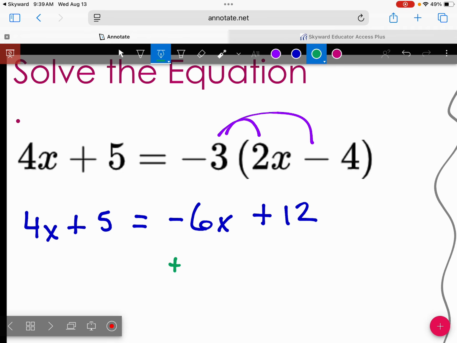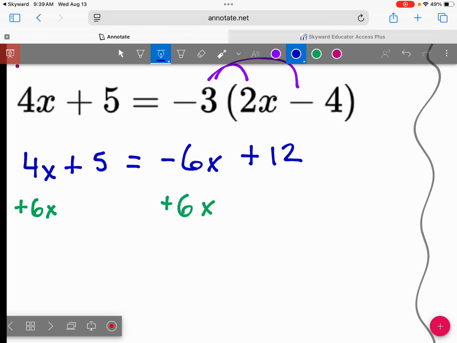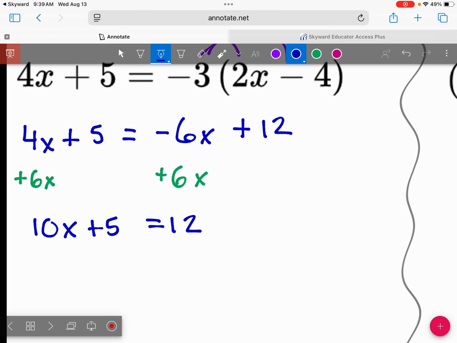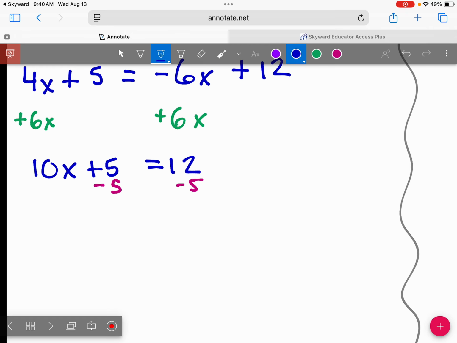If we take our smallest one to move, then we wind up with fewer negative coefficients. So adding 6x to both sides, again, you do not have to write out every single step. We're going to have our 10x plus 5 equals 12. You can subtract 12, but you're giving yourself more work that way. Subtract the 5. Get your x's on one side, your numbers on the other. So that's going to give us that 10x equals 7.